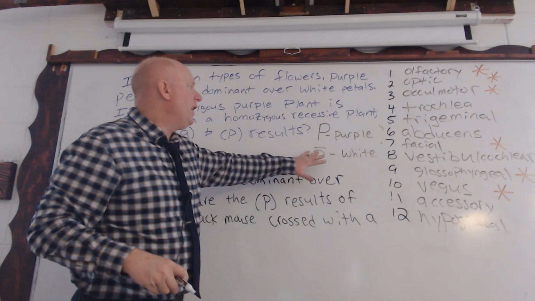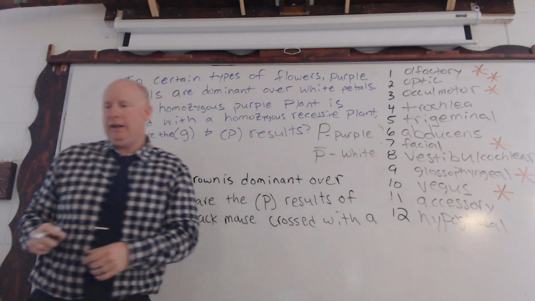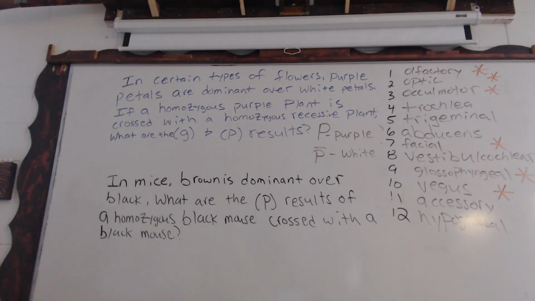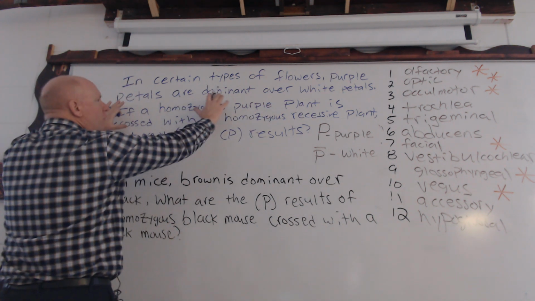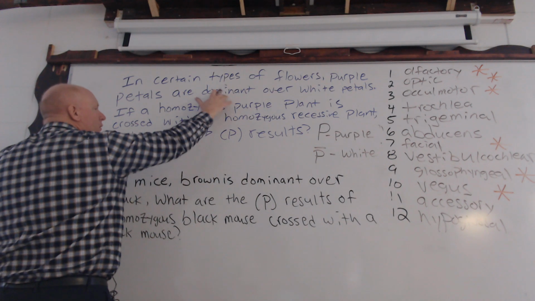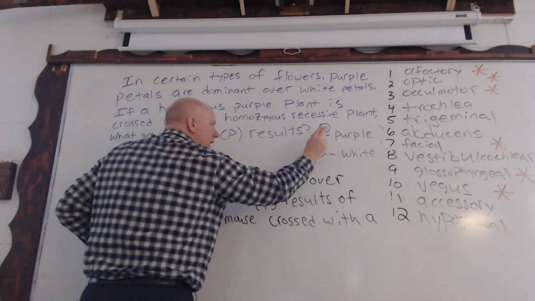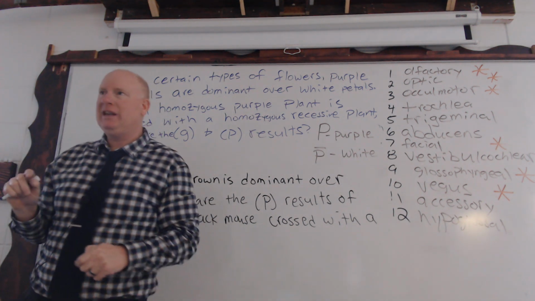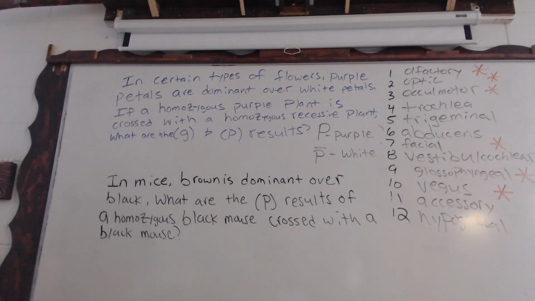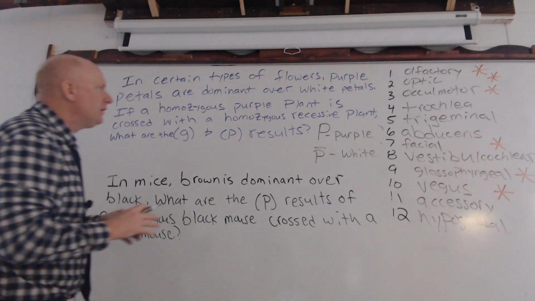Now, the only way that we can see this white color is if both recessive traits are present. How do we know that? Well, in this problem, we're illustrating that purple petals is dominant over white. So in this cross, even if it's just one allele or one capital P that is in the cross, it will be expressed. It doesn't matter if there's a capital P and a lowercase p. This is a complete dominant cross.